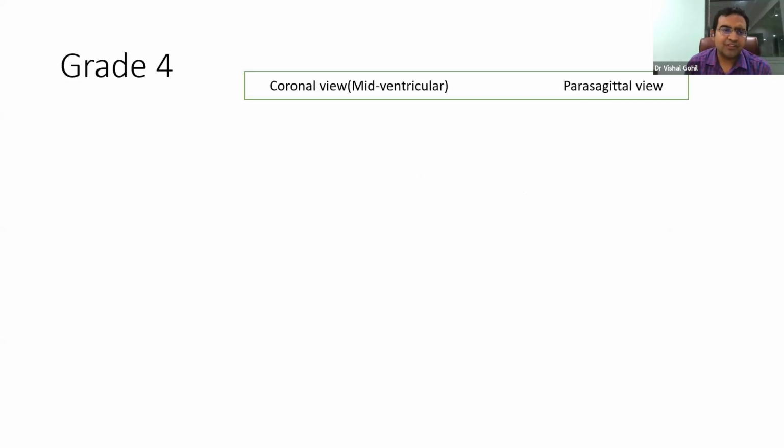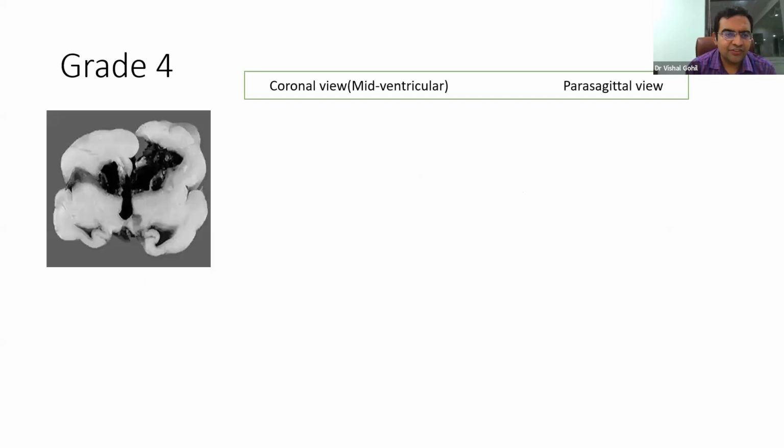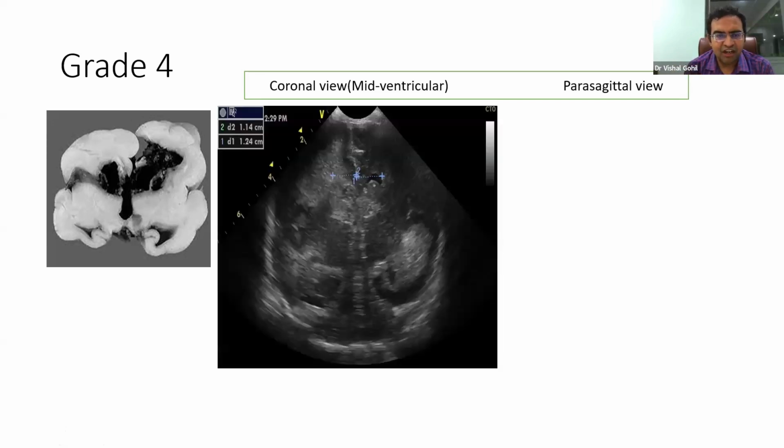Now let's talk about the grade 4 IVH. You can see in this anatomical coronal section that there is bleeding on both sides, but over here it leaks into the periventricular area in the parenchyma. So any IVH, any grade of IVH, with infarction or echogenicity outside of your lateral ventricle, that is your grade 4 IVH. So how does it look?